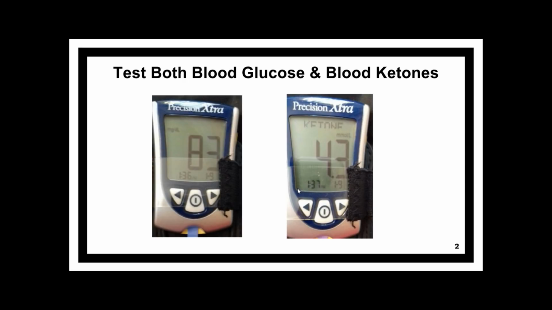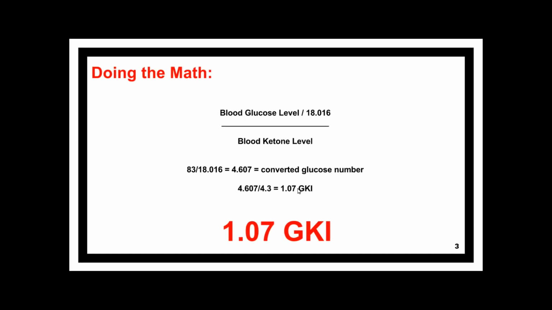Now, how do I figure out my GKI? Basically, I have to take the converted number because I'm using a US meter, and it comes to 4.6 for the glucose level. So you take the glucose level and divide it by the blood ketone level, and it gives you the ratio. I'm not going to go into the big graphs and things like that, because that's just going to make it difficult for everybody. Just know that this is the glucose ketone index, which is a ratio. It's basically where they intersect on the graph. And mine is 1.07.